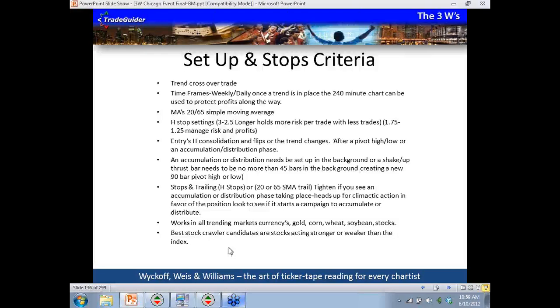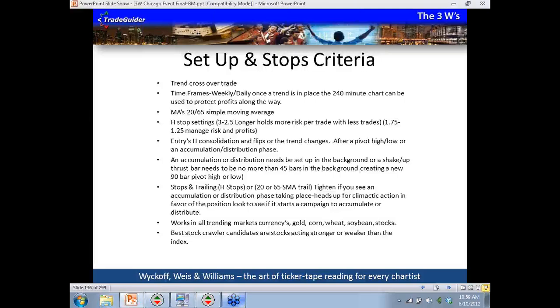The best stock, I call it the crawler trade. That's why I have it in there. Crawler meaning it's going to take a long time. It's just going to crawl along, and after about a year, things should be working out well. But the best candidates are ones that are acting stronger or weaker than the index.